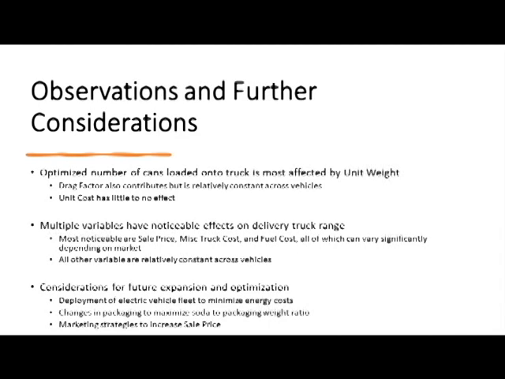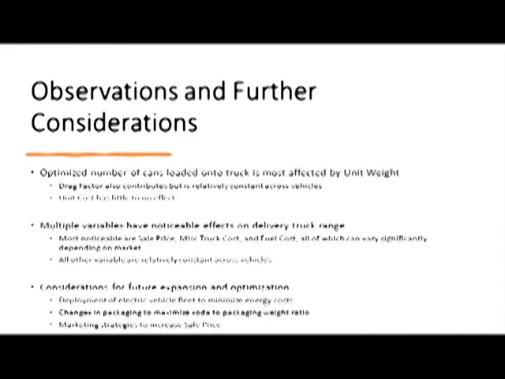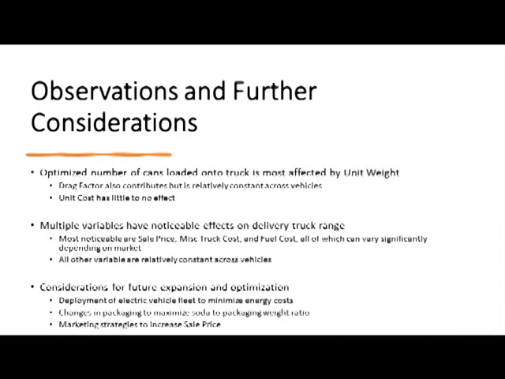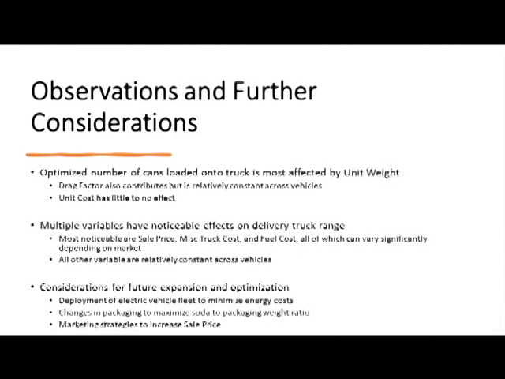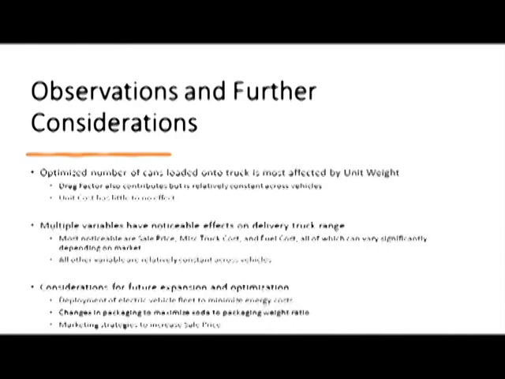Some observations and further considerations. The optimized number of cans on the truck is most affected by the unit weight of the can. Drag factor played a major role as well, but that should be relatively constant across trucks and other vehicles. The unit cost really had little to no effect on the optimized number of cans. In terms of delivery range, multiple variables had noticeable effects. The most notable were sale price, miscellaneous truck cost, and fuel cost, but those could vary significantly based on market conditions. All other variables were pretty constant throughout all other types of vehicles.